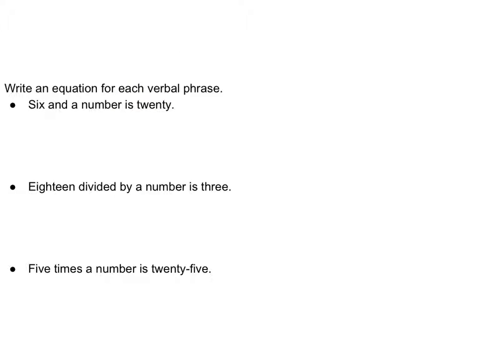Go ahead and pause the video, write an equation for these 3 verbal phrases, use n as your variable, and then hit play and see how you did. 6 and a number is 20, and by itself just means plus, so n plus 6 equals 20. 18 divided by a number is 3, 18 over n equals 3. And 5 times a number is 25, 5n equals 25.